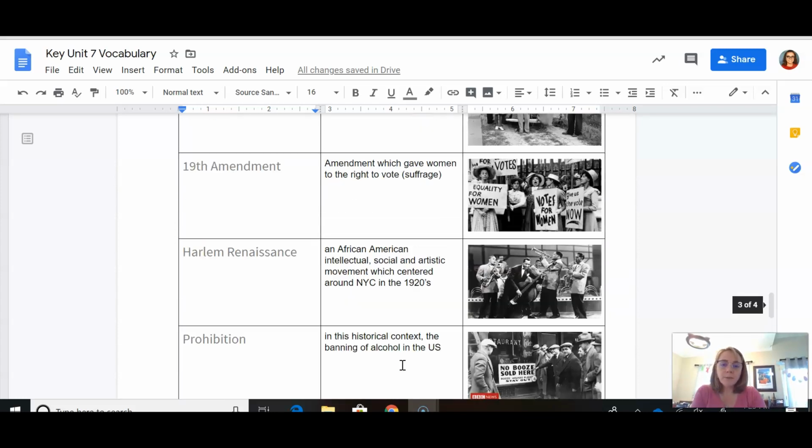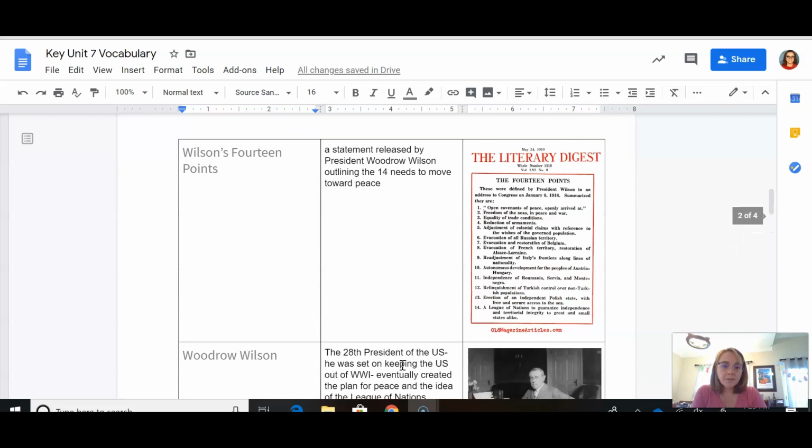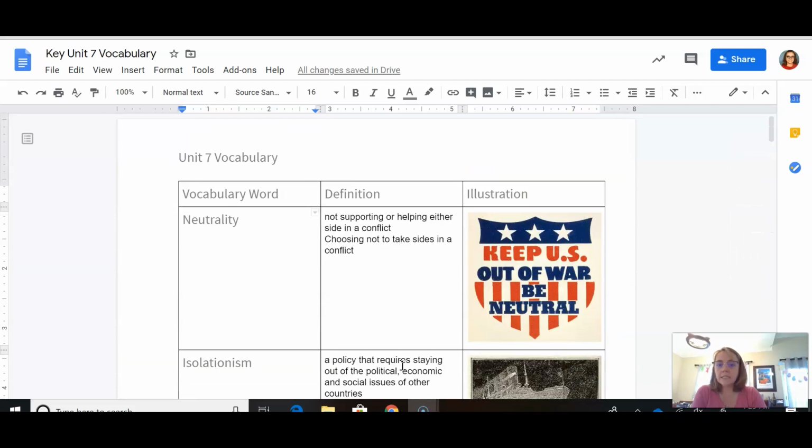Okay, so that's your vocabulary. I hope you have all the answers correct. Feel free to listen to this more than once if you need to write things down. And remember, we will have a quiz on this on Monday.